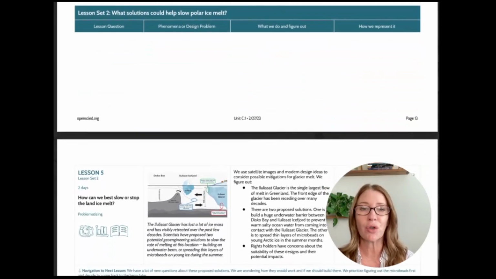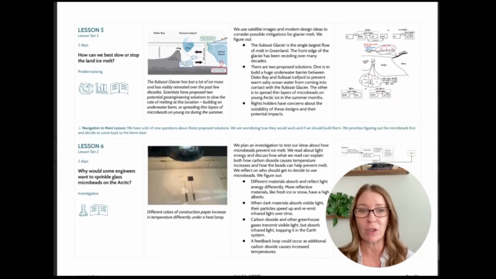In lesson set 2, we start to think about how we can help solve this problem, or how we can mitigate sea level rise. And so we are introduced to 2 different solutions. The first one is microbeads. Microbeads are spread out all over the young ice in the spring months, right after winter, after all the snow falls, right before the melting starts. A layer of them is placed over the snow. And the second one is a berm solution.